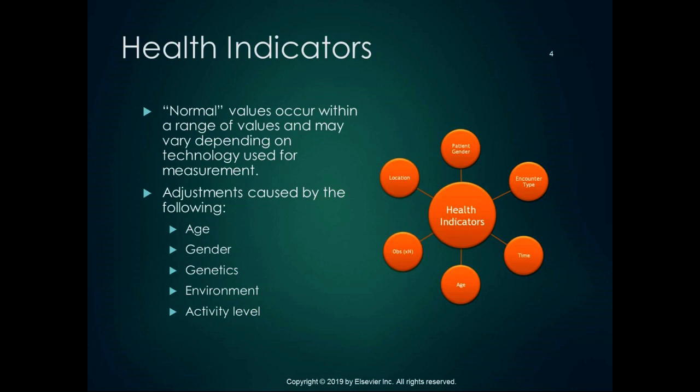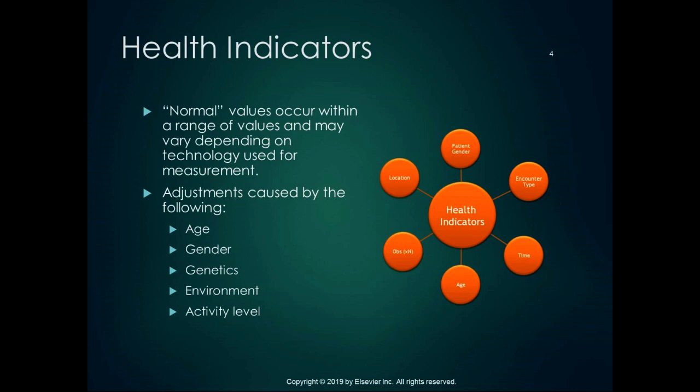Also, things like age, gender, genetics, environment, and activity level. You might have someone who has a very, very fit, very high activity level that has a super low heart rate just because they're super fit and their heart is really efficient. You might have someone that has a really low heart rate because of a pathological process going on. So being outside the normal ranges doesn't necessarily mean there's pathology going on, but it can be an indicator.